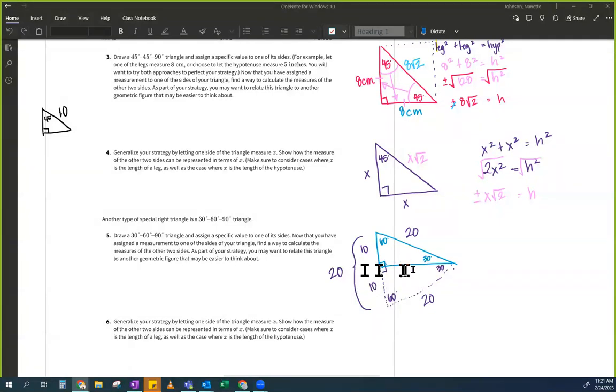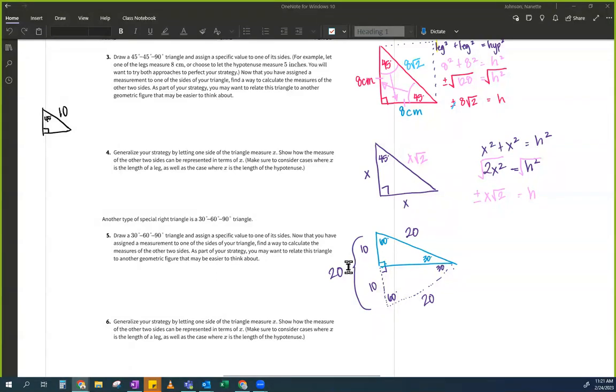Yeah, I'm missing this side. Do I have enough information to find this side? Yeah, very good. Okay, how would I find it?